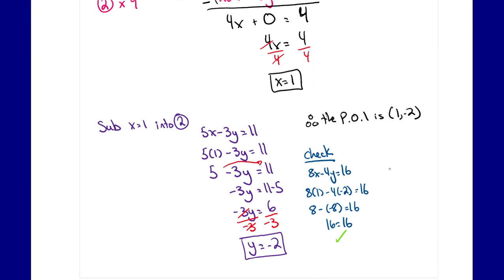over. I'm going to check the other equation. 5x minus 3y equals 11. 5 times 1 minus 3 times negative 2 equals 11. 5 minus negative 6 equals 11. 11 equals 11, which is right. So I've checked my answer. This point of intersection is correct because it exists on both lines, so I know my answer is correct.